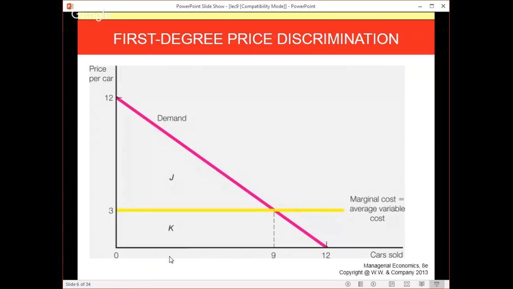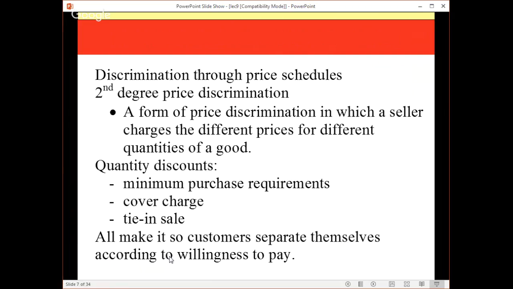Okay. Second degree price discrimination. It's a form of price discrimination in which the seller charges a different price for different quantities of goods. You can have quantity discounts, minimum purchase requirements, cover charge, tie-in sales. All of it makes it so that customers separate themselves according to willingness to pay. That's second degree price discrimination.